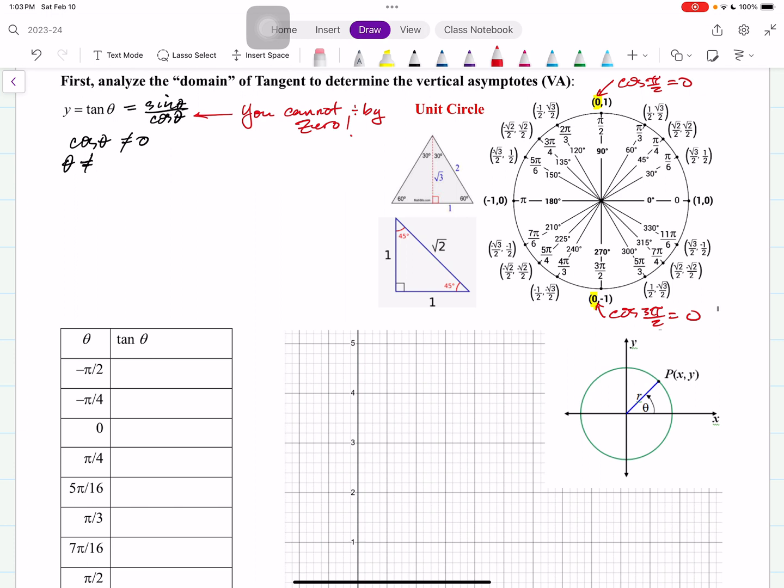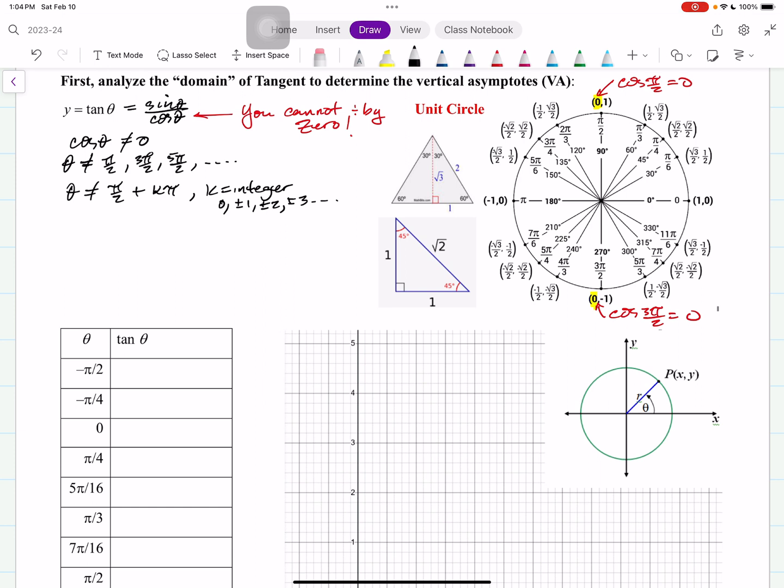If you keep adding pi, going from the top to the bottom, back to the top, adding multiples of pi, you get those angles, and every time the cosine of that angle equals 0. So theta cannot be equal to pi halves, 3 pi halves at the bottom, back to the top, 5 pi halves, etc. The simple way to write that is theta cannot be equal to pi halves plus k pi, where k is some integer. If you don't know what an integer is, it's 0, plus or minus 1, plus or minus 2, plus or minus 3, and so on.